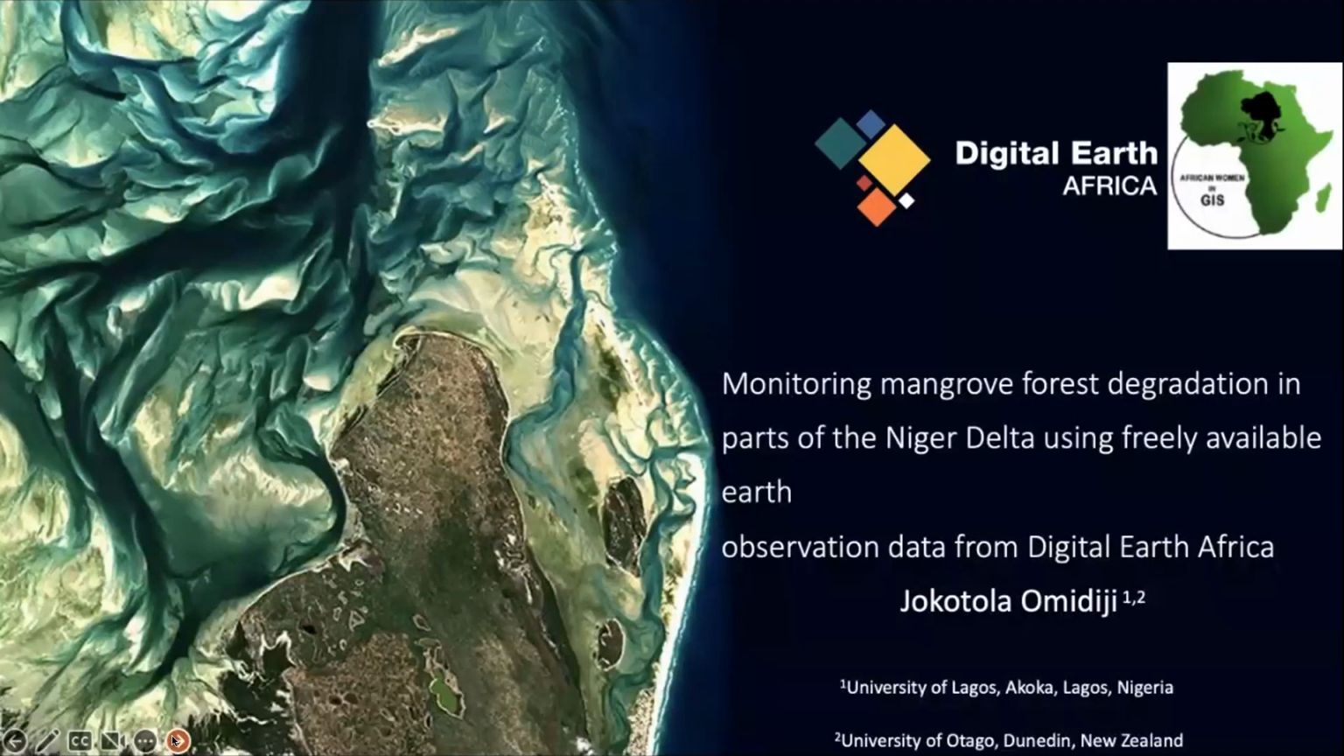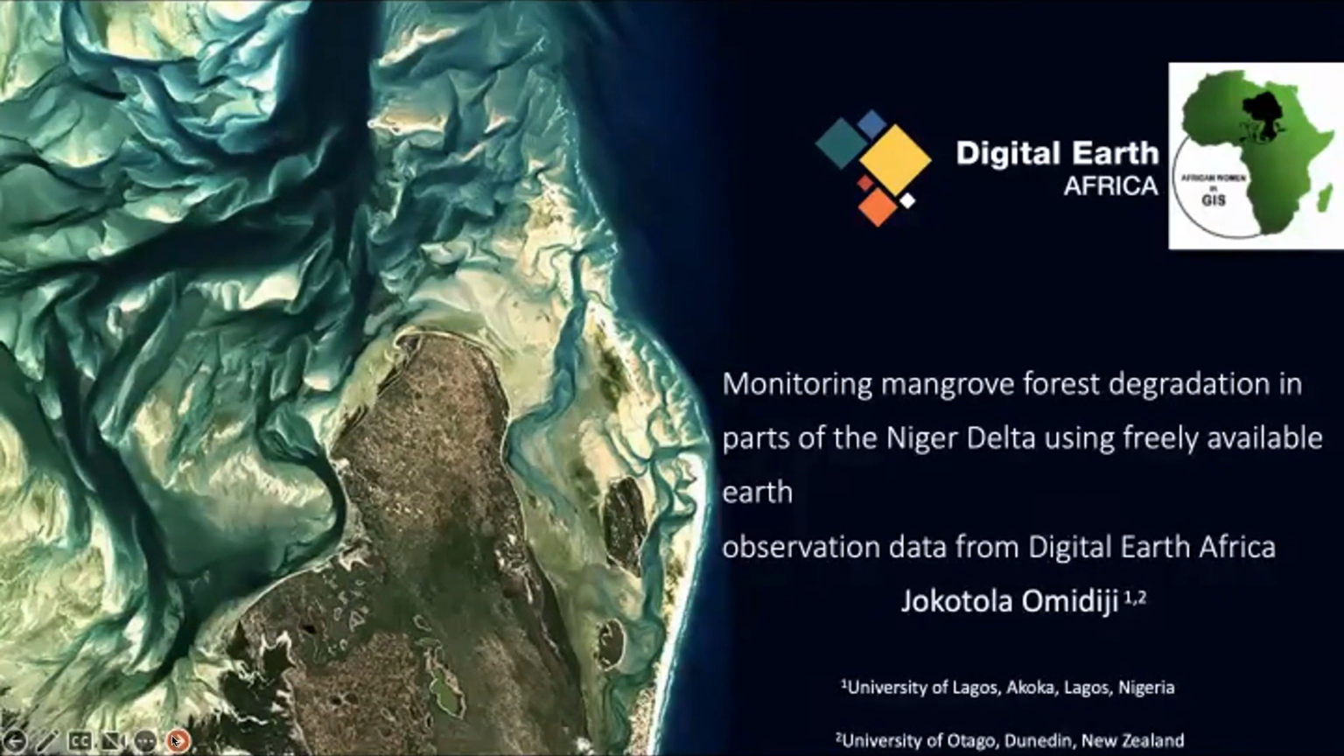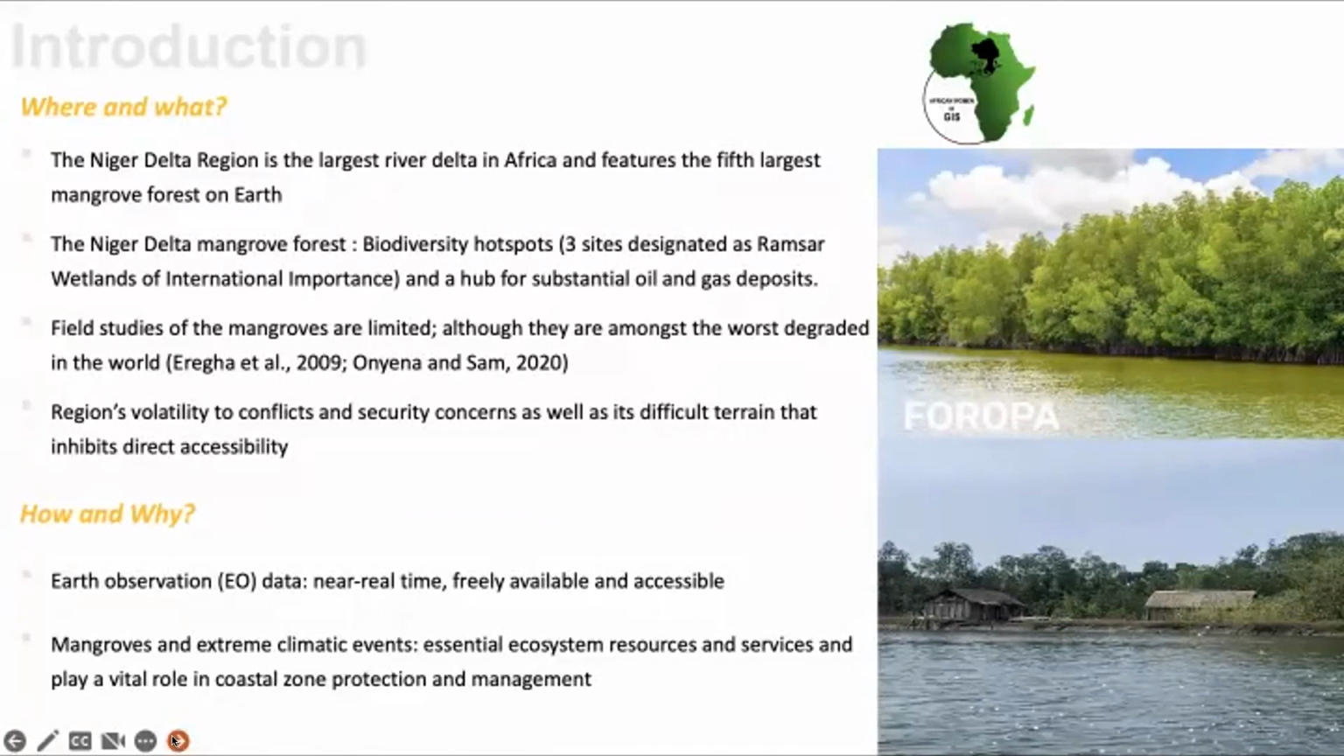It is entitled Monitoring Mangrove Forest Degradation in Parts of the Niger Delta, using freely available Earth observation data from Digital Earth Africa. The where and what of this particular project: the Niger Delta region is the largest river delta in Africa, and it features the 5th largest mangrove forest on Earth. The Niger Delta mangrove forest has biodiversity hotspots, 3 of them designated as Ramsar wetlands of international importance, and it is also a hub for substantial oil and gas deposits.